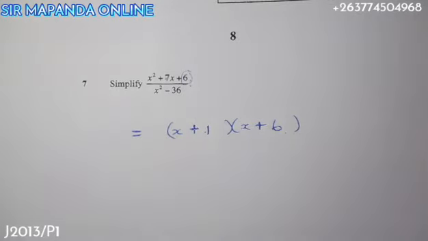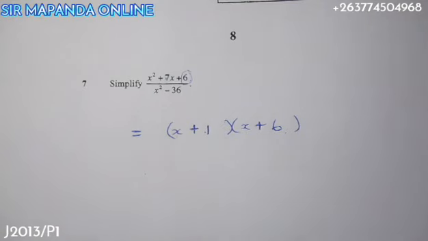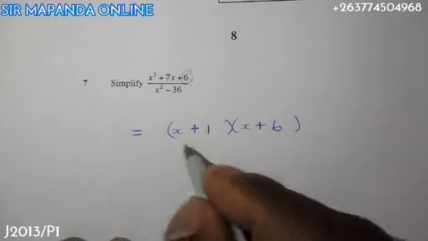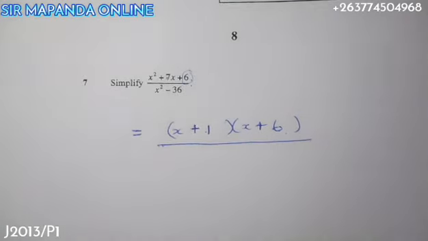So you find 2 numbers which give you 7 if you add them, and give you 6 if you multiply them. I hope you are following. Then on your denominator, you can clearly notice that x squared minus 36 is representing a difference of 2 squares. I hope you are following.